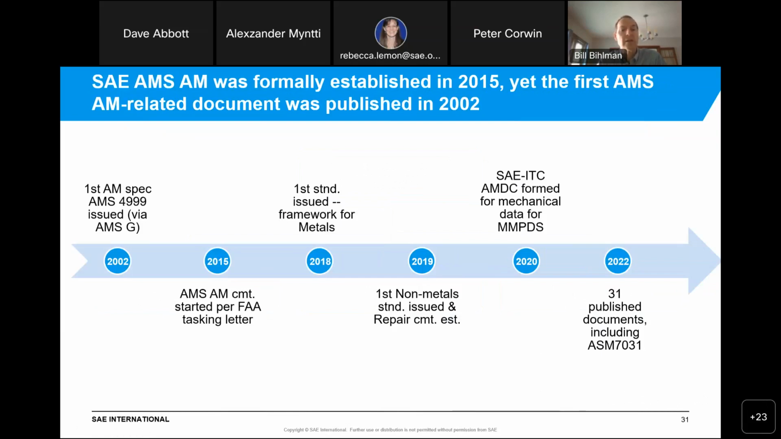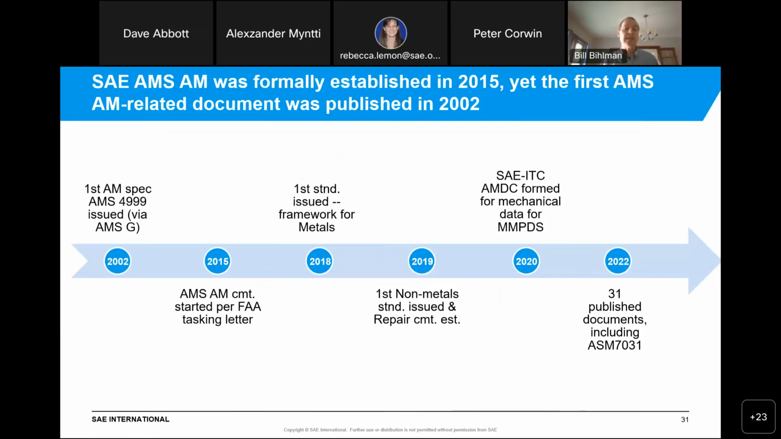It was the first standard, followed shortly thereafter by the first non-metals. Again, Paul Jonas will talk about that. It was the Ultem 9085 project, a thermoplastic that's being extruded. And then shortly thereafter, we set up the AMDC, and Pete Doty will talk about this in more detail.